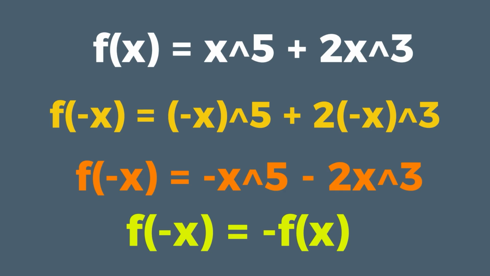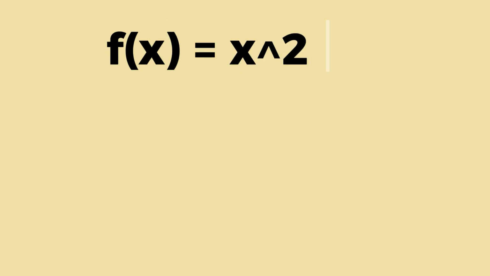So this function is an odd function. Now let's examine another example. Suppose f of x is equal to x to the power of 2 plus 1. We know that x to the power of 2 has an even exponent. But what about the constant term?